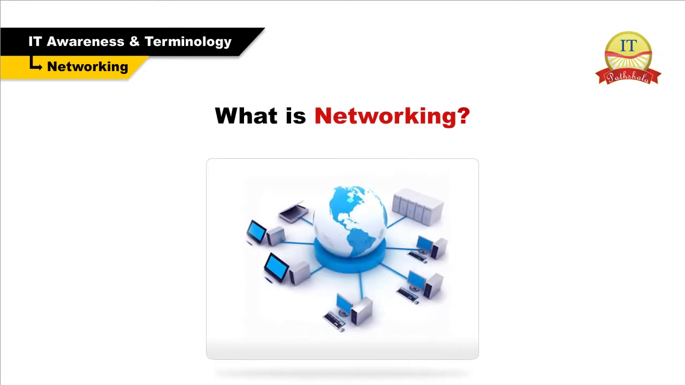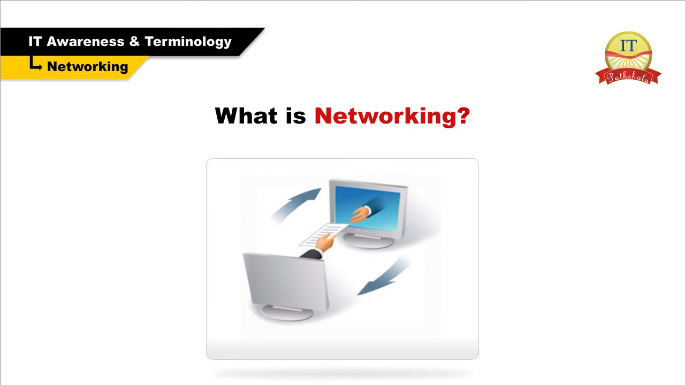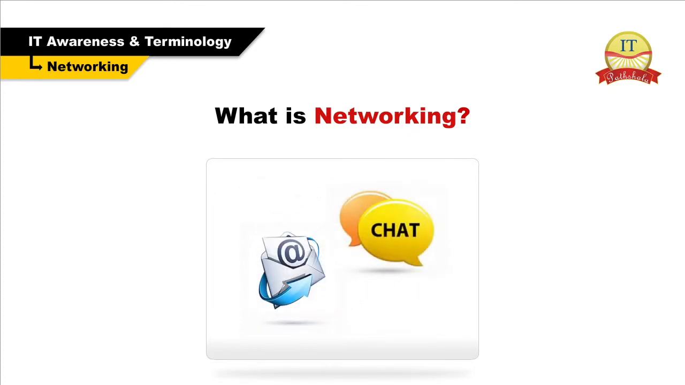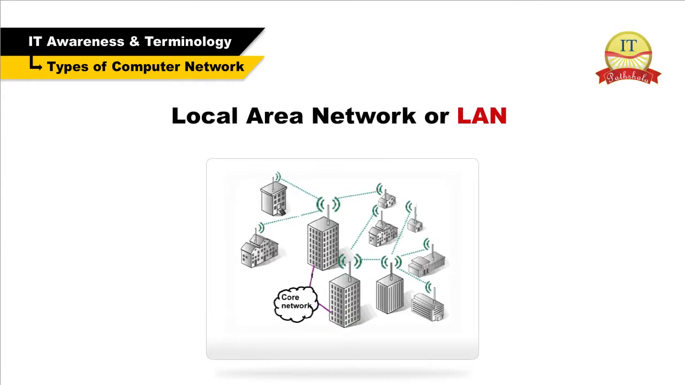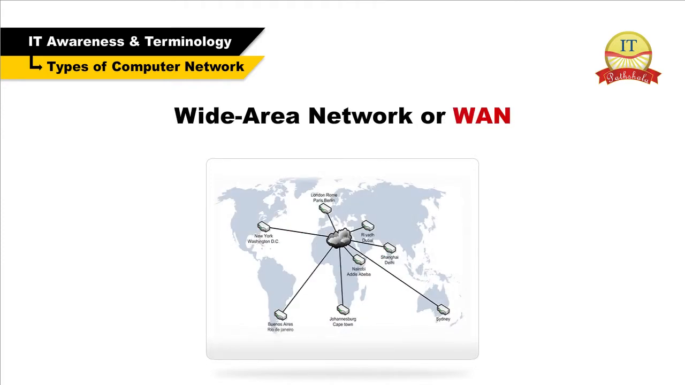Networking is the practice of linking two or more computing devices in order to share resources, exchange data, or allow electronic communication. Local Area Network or LAN. Local Area Network or LAN is a computer network that interconnects computers in a limited area, such as a home, school, computer laboratory, or an office building. Wide Area Network or WAN. Wide Area Network or WAN connects networks in larger geographical areas, such as in a state, country, or the world.